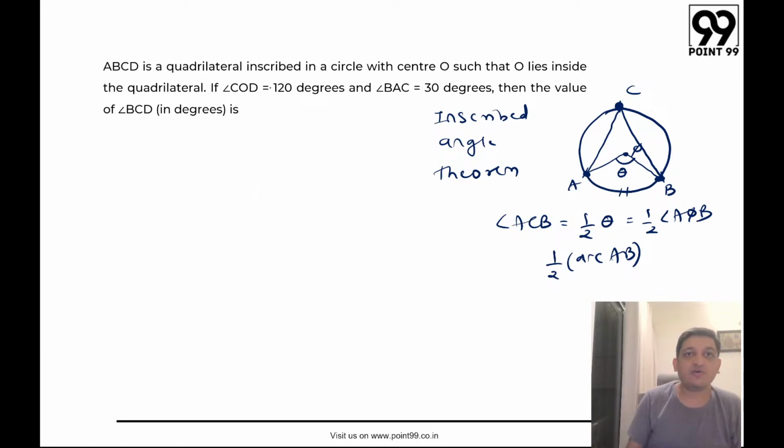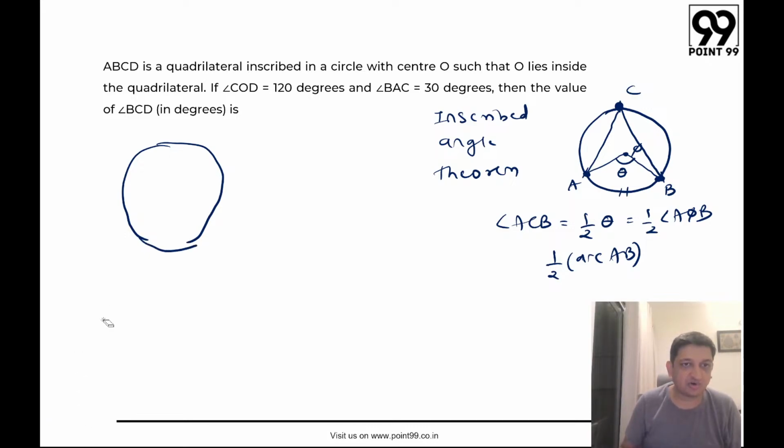Now ABCD is a quadrilateral inscribed in a circle with center O, such that O lies inside the quadrilateral. So again, let's try to draw a circle. So okay, let's try to draw a circle again.